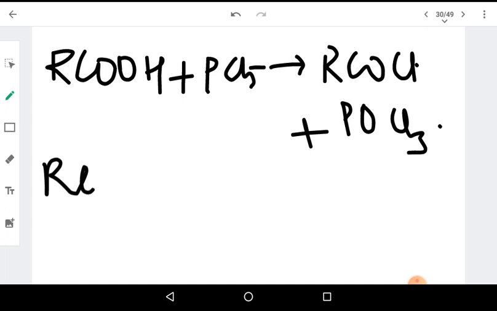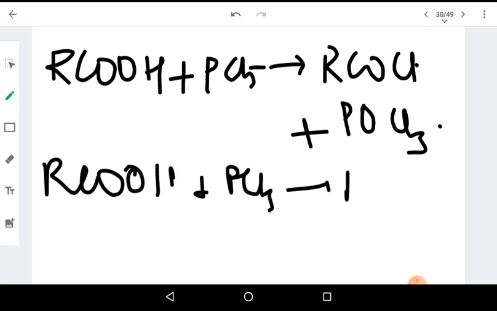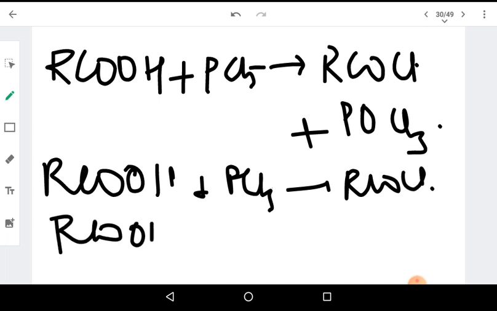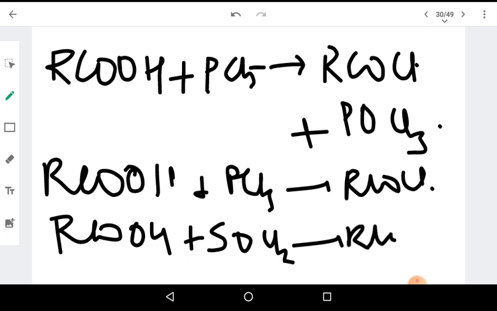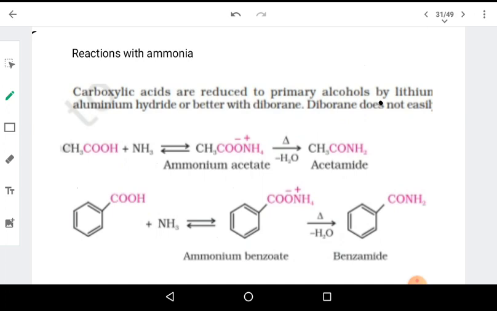If I treat it with PCl3, I will be getting RCOCl again. And if I treat it with SOCl2 also, I will be getting RCOCl. Acyl chloride is obtained over there. Let us now see the reaction with ammonia. What is happening? We will be getting ammonium acetate first, right? NH3 has to be added, and after that we have to remove H2O. We will be getting amide over there.